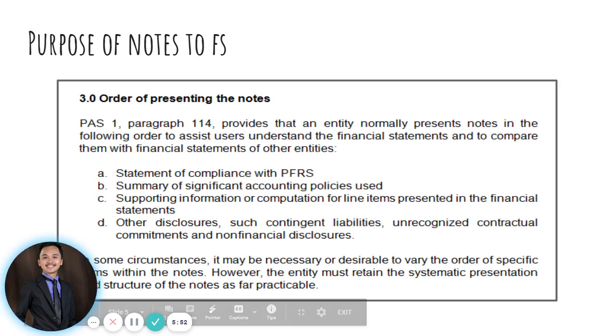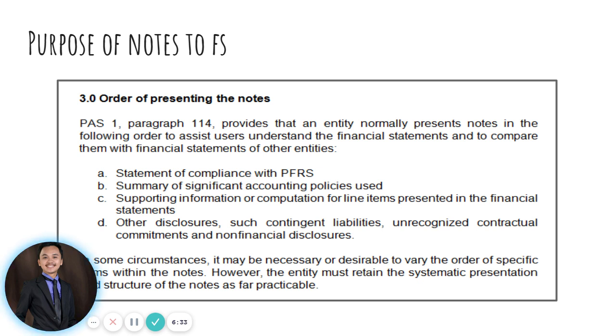Let's proceed this time with the order of the presentation of the items to be reported in the notes. There is a chronological arrangement of the disclosures to be presented in your notes to financial statements. Paragraph 114 of PAS 1, the presentation standard for your financial statements, provides that an entity normally presents notes in the following order to assist users in understanding the financial statements and to compare them with financial statements of other entities. There are four general components to be reported in your notes to financial statements, and they are reported in this chronological order.